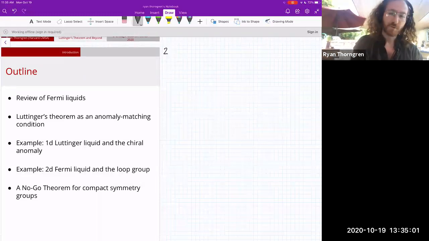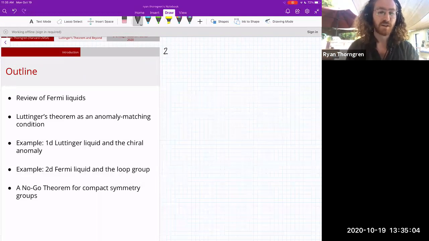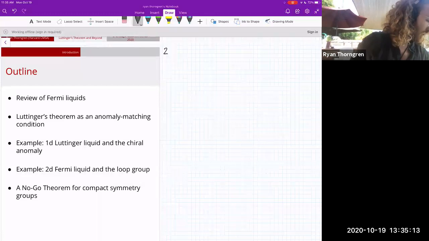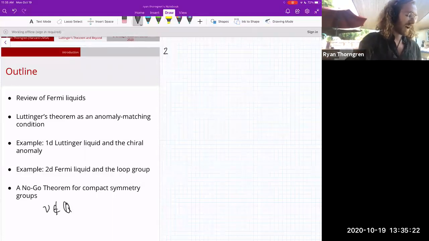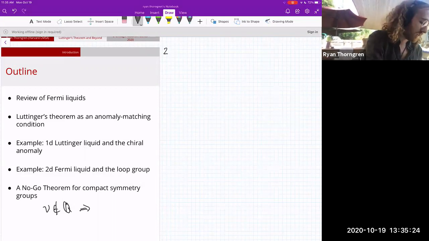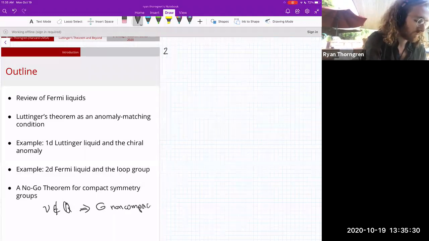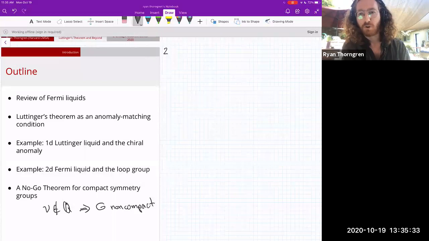And then in 2 dimensions, where there's a generalization of the chiral anomaly, but one has to enlarge the concept of the symmetry group to something called the loop group. And finally, if I have time, I'll talk about a no-go theorem for compact symmetry groups, which tells us that if the filling is not a rational number, then the symmetry group must be non-compact. So this is an interesting no-go theorem for reasoning about effective field theories of systems with irrational filling, especially metals, which can exist at generic filling.